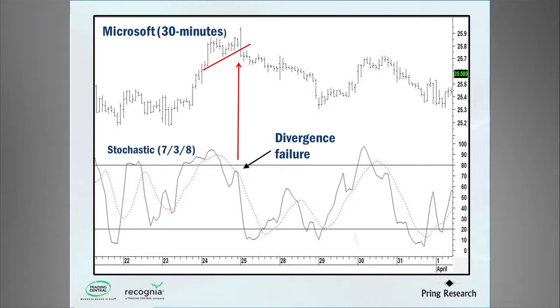Later on, we see a small bullish divergence. I say small because the test of the stochastic low was pretty anemic, and it failed to generate a confirmation. Later on, a divergence failure formed part of a head and shoulders top, and this was confirmed for a very nice overall signal.